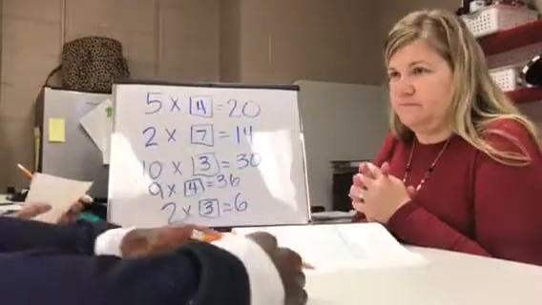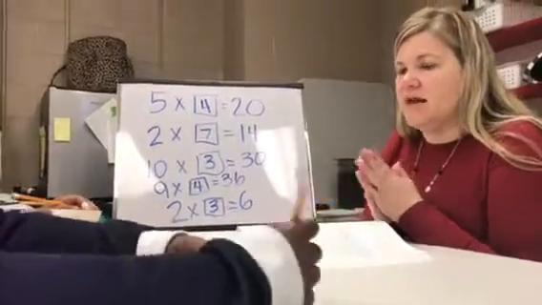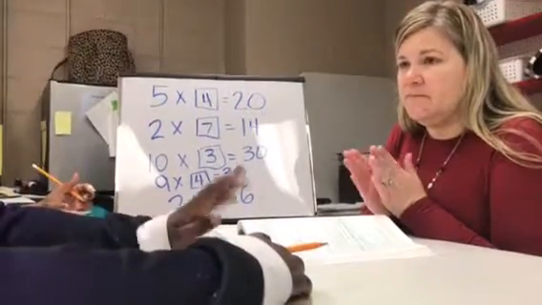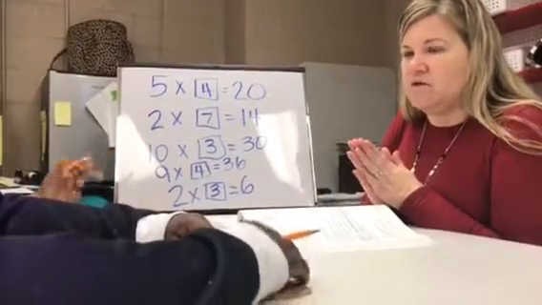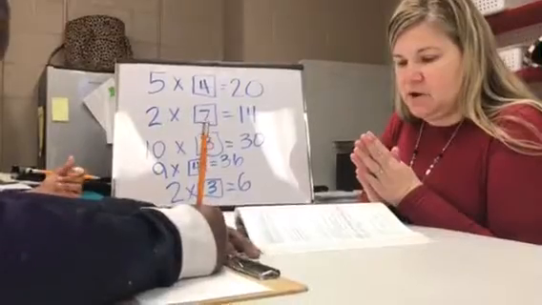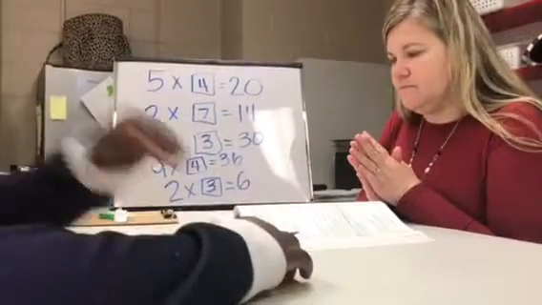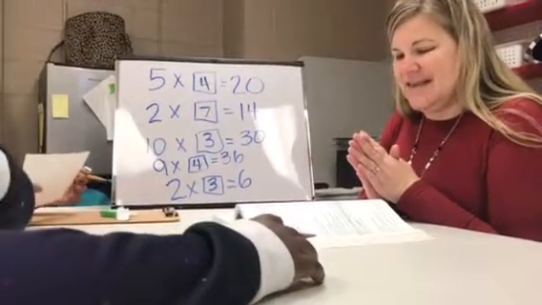So how many times did we count by 2s to get to 10? 5. So what goes in the box? 5. Yes. Write a 5 in the box. All right. Look at C.